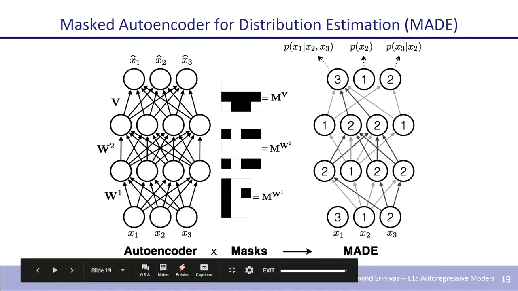The numbers on the nodes here basically mean the conditioning order. So x2 is the first. For any autoregressive model, we pick an autoregressive ordering. Any one of them would work fine. Here, we pick x2 to be the first random variable, then x3 to be the second random variable, and x1 to be the third.